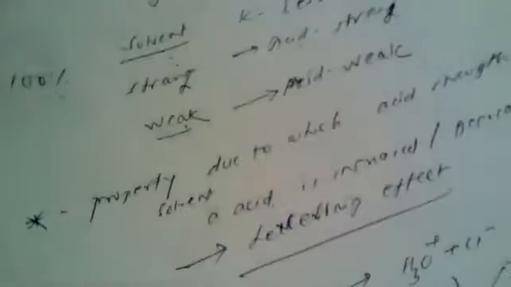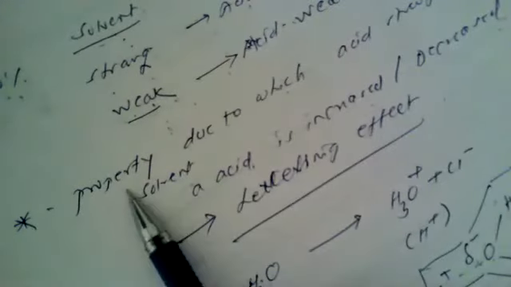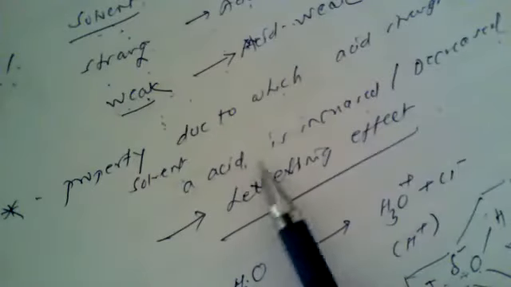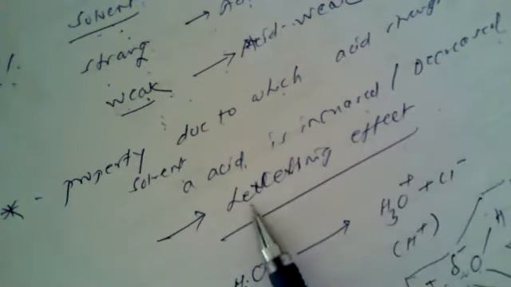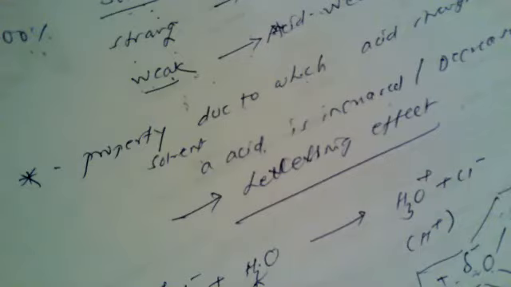So in brief, the leveling effect is a property of a solvent due to which the acid strength of an acid is increased or decreased. That means indirectly the presence of solvent governs the strength of acid or base during the course of a chemical reaction. So this is all about the leveling effect.